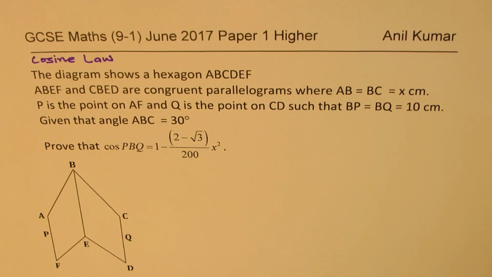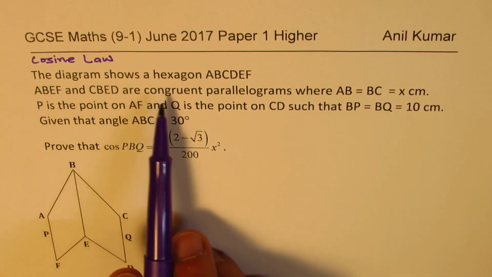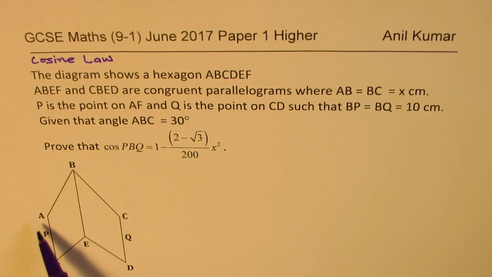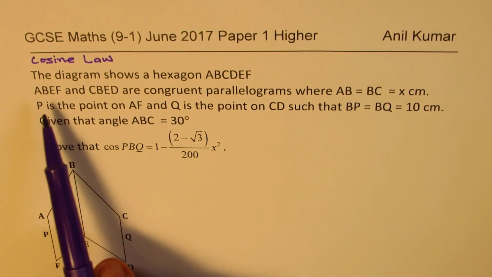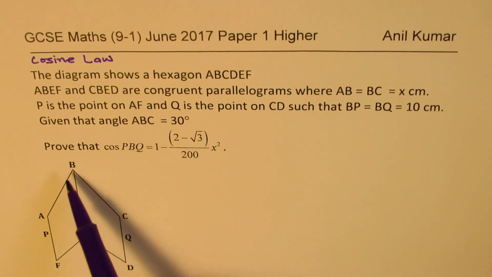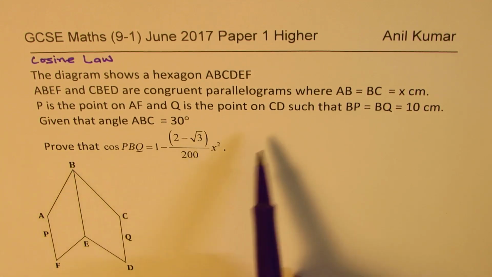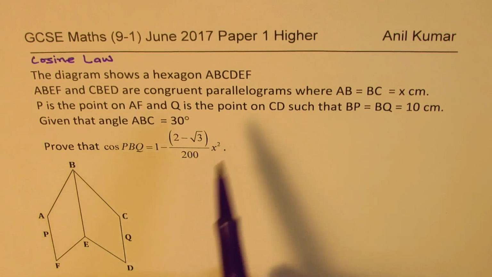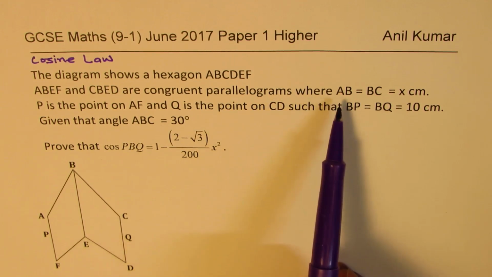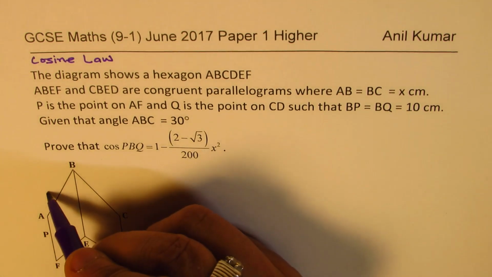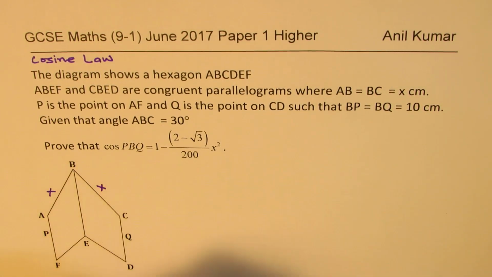Now let's read the problem. The diagram shows a hexagon A, B, C, D, E, F. So that is your hexagon A, B, C, D, E, F, right? So it's a concave figure, not a convex regular one. A, B, E, F and C, B, E, D are congruent parallelograms with AB equals BC equals X centimeters. So these sides are given to us as X centimeters each.